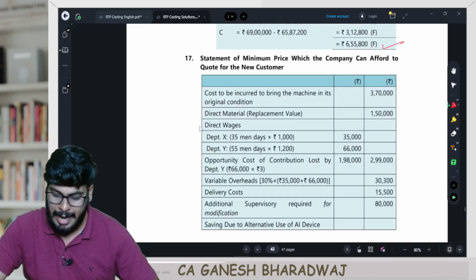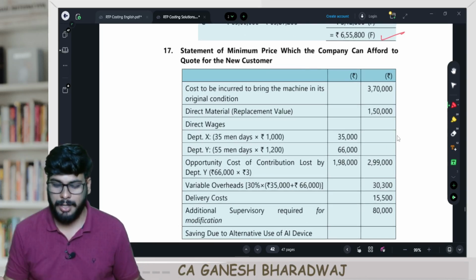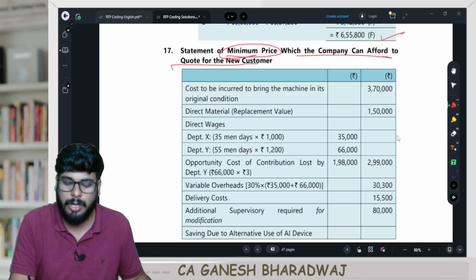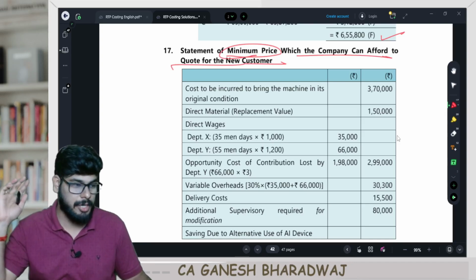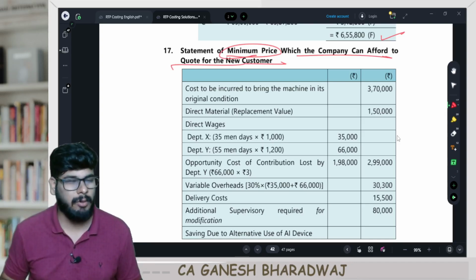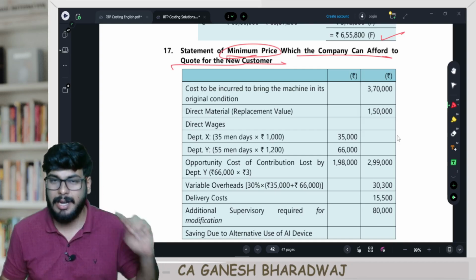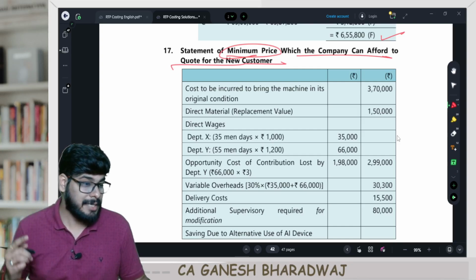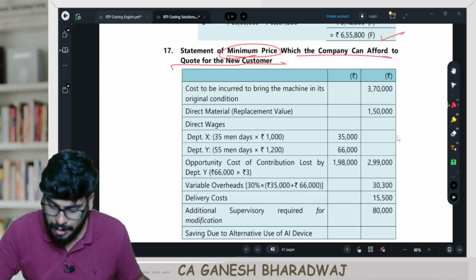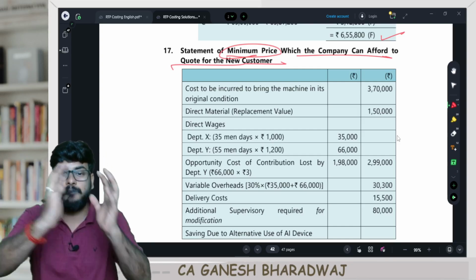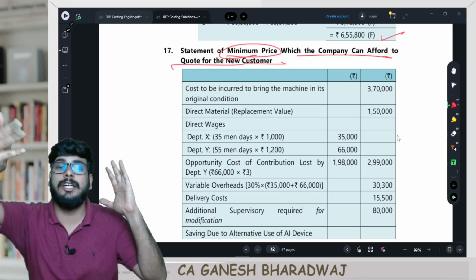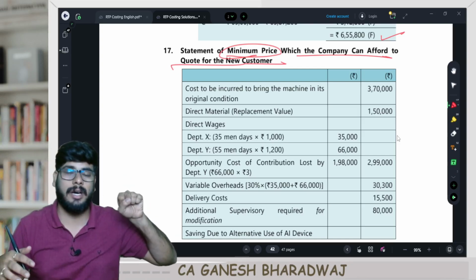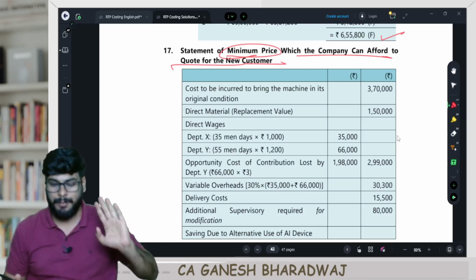Now, the first thing that you need to do is prepare the statement of minimum price which the company can afford to quote for the new customer. Till now I have incurred 24,80,000. Is it relevant? It's an irrelevant cost, because I have already incurred it. That's about it. Now, what have they said? Cost to be incurred further 3,70,000. So first I need to bring the machine to the original condition and then do the modifications. What are the modifications? Some extra fittings they are asking, and the AI tool alone I need to remove. They have said no. Correct.